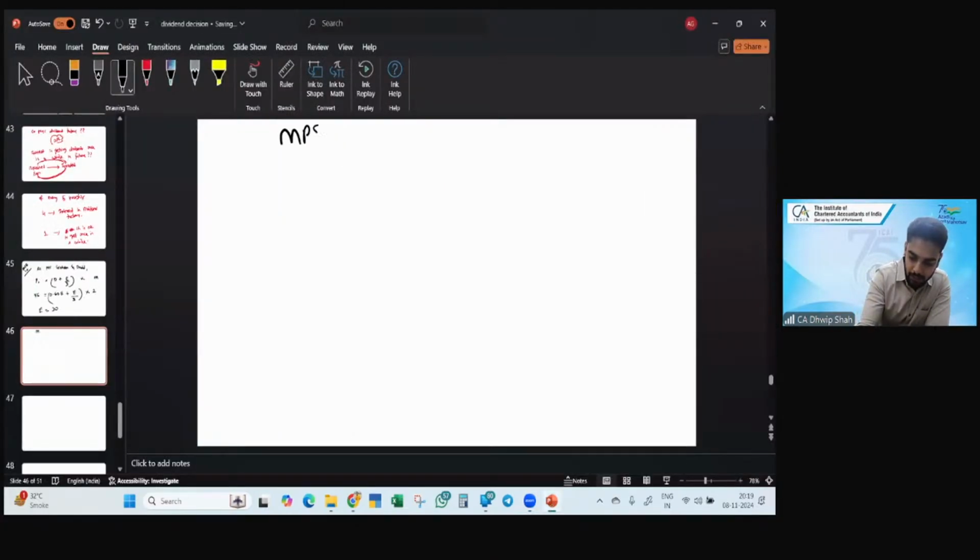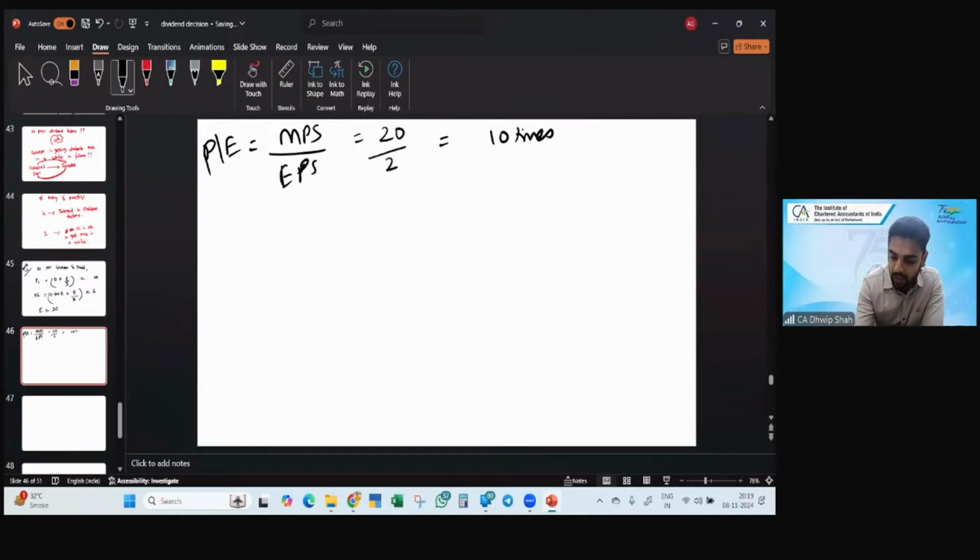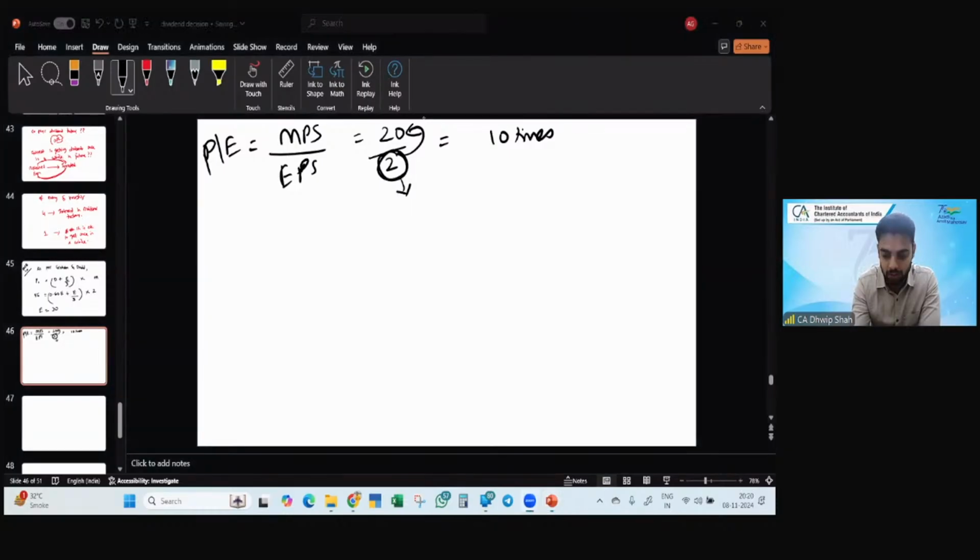Let's say, what was P? P is nothing but MPS upon EPS. Correct? What was P? It was MPS upon EPS. Let's say MPS is 20. EPS is 2. Can I say it is 10 times P multiple? It means the investor is willing to pay 10 times more. He is willing to pay 10 times to earn rupees 2. This is how you interpret P. P multiple shows the willingness of the investor. P multiple means he is willing to pay 10 times to earn 2.